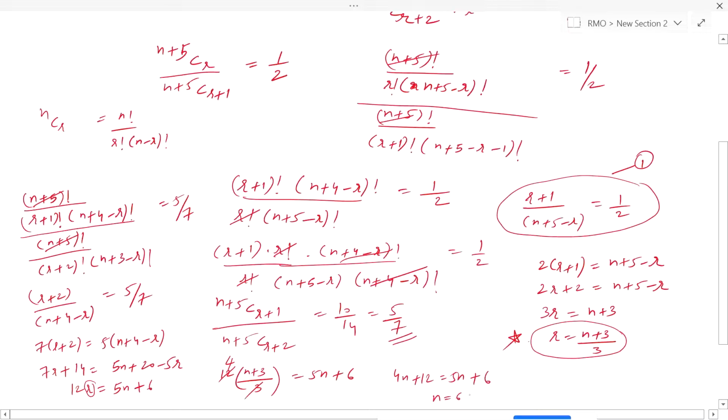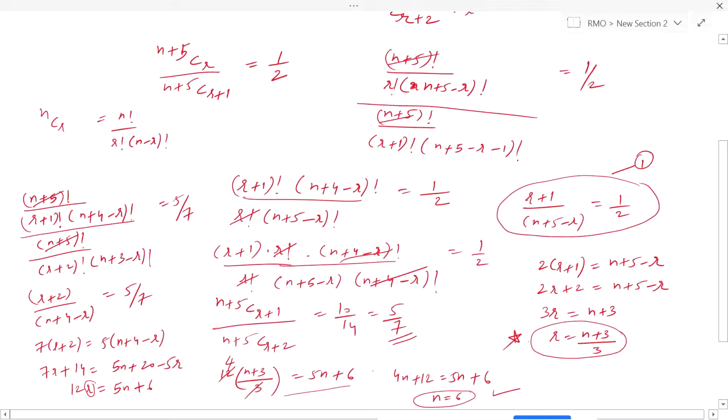N equal to 6. You have to find out n, right? So n you got 6. n is 24. Should I solve it again, or is there some confusion?